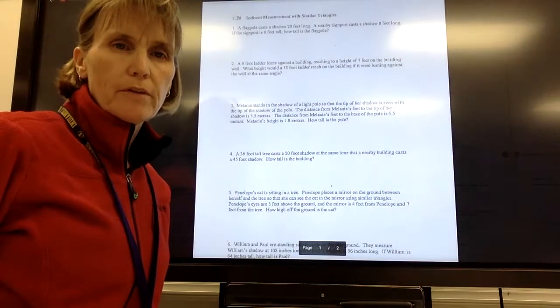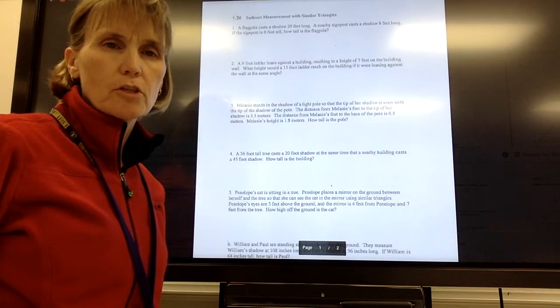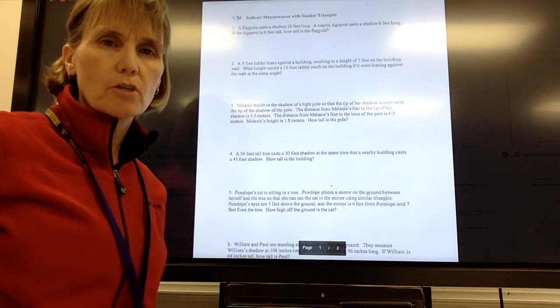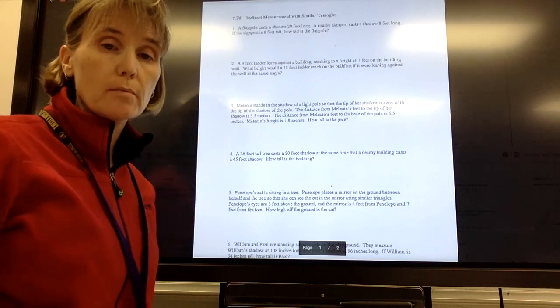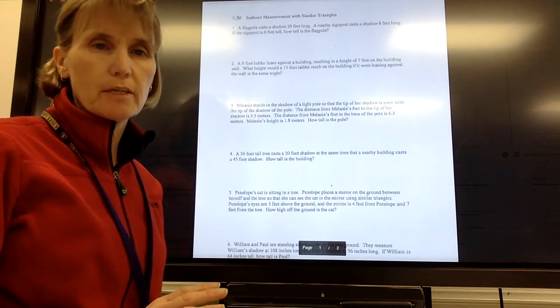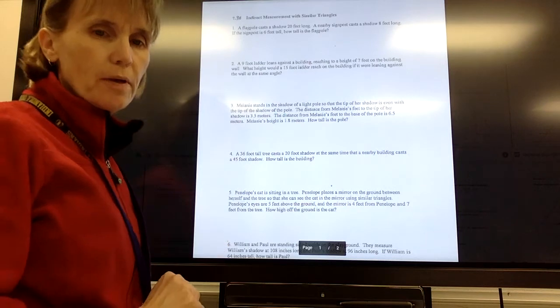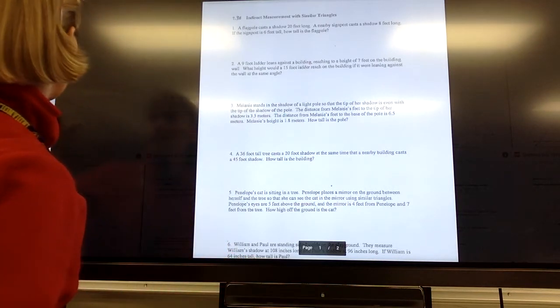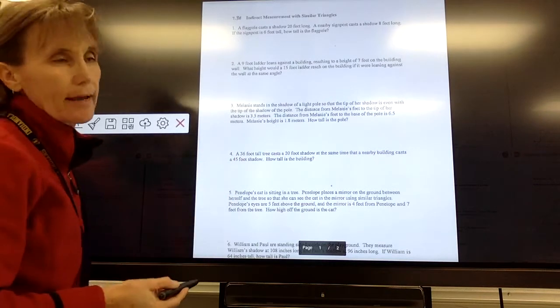I wanted to just put a little video together to get you started on this worksheet. This is kind of the application of the similar triangles that we're talking about. And when you do these word problems, it's a really good idea to draw yourself a picture. It does not have to be a super detailed picture, but do your best to kind of draw out what you are seeing. Okay, so for example, in number 1, it says a flagpole.